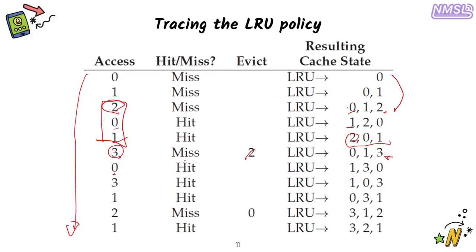Next, 0 is a hit, and you move 0 to the back because it's just recently been used. 3 is a hit, now goes to the back. 1 is a hit, also goes to the back. 2, unfortunately, is not in the cache. So here, the least recently used item was 0, so you kick it out, and 2 goes back in. Next one, 1, it's a hit, right? So as you can see, this is doing much better than things like FIFO.